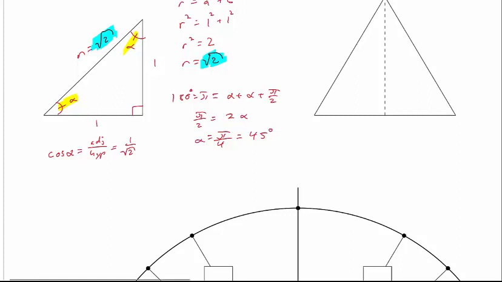So we want to get that square root of 2 out of the bottom. It is not considered a proper format. And then this becomes square root of 2 on the top. Square root of 2 times square root of 2, that's 2. So the cosine of pi over 4 is square root of 2 over 2.